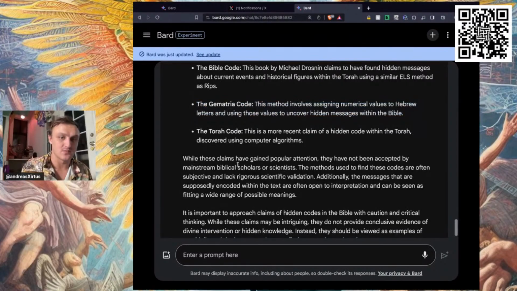And the Torah Code, which is a more recent claim of a hidden code within the Torah discovered using computer algorithms. That's very post-Pi, that idea. I still think it's very reasonable, especially if you start looking in the Talmud and everything. You're going to find that people weren't allowed to say certain things, but even beyond code is innuendo. I think a lot of it's innuendo, right?